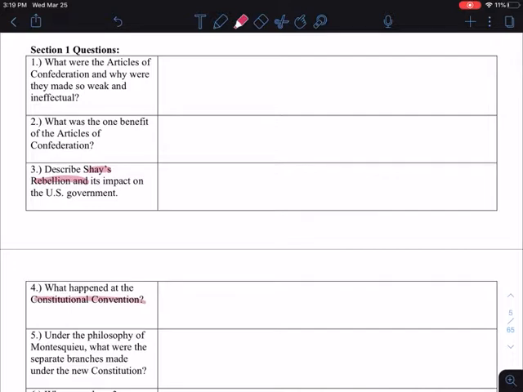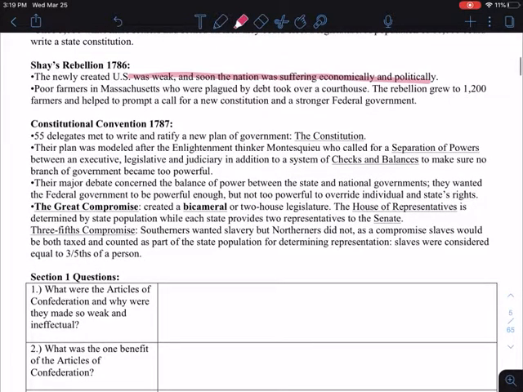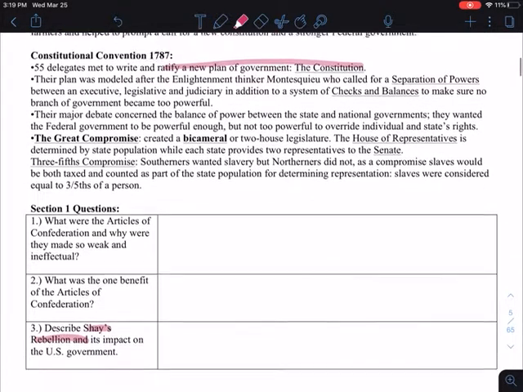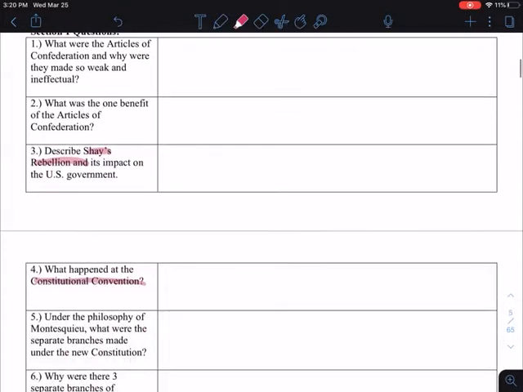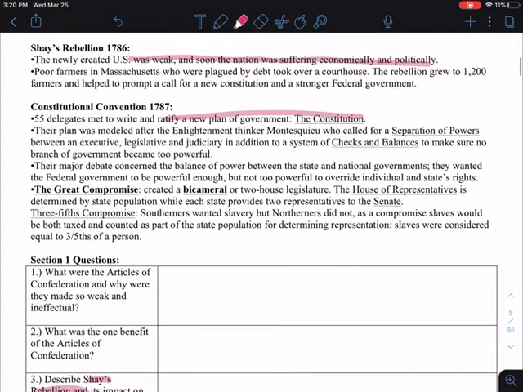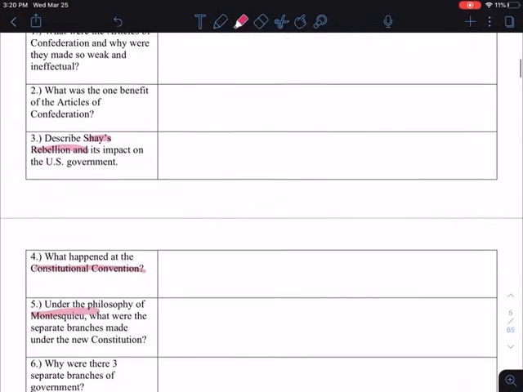What happened at the Constitutional Convention? All right, so at the Constitutional Convention, we realized that the Articles of Confederation were absolutely awful, and we are coming up with a new plan of government, which is the Constitution. Montesquieu. What were the separate branches in the government? So if we go ahead and look at separation of powers under Montesquieu, we've got executive, legislative, and judiciary.